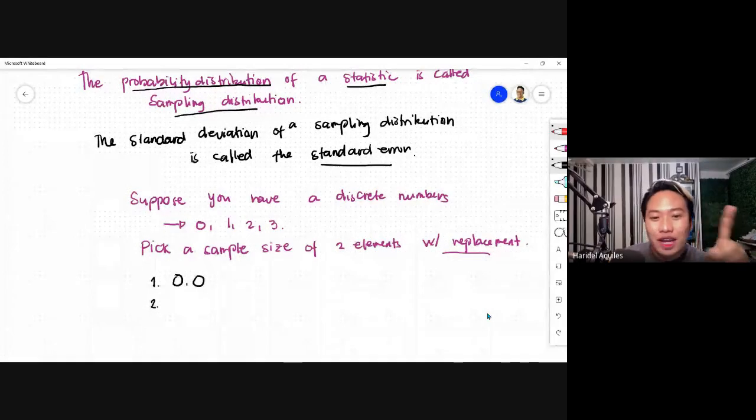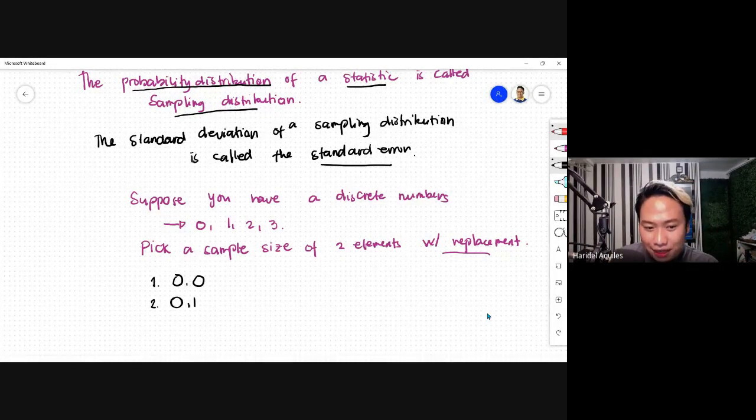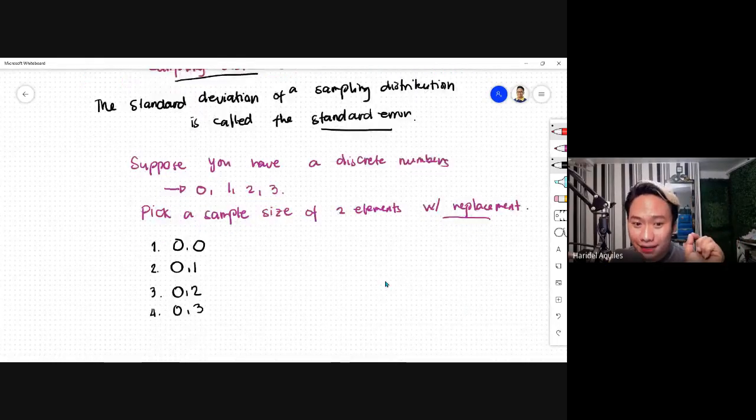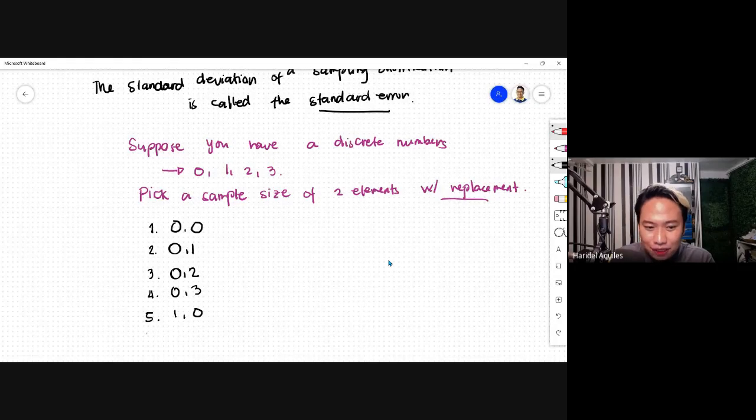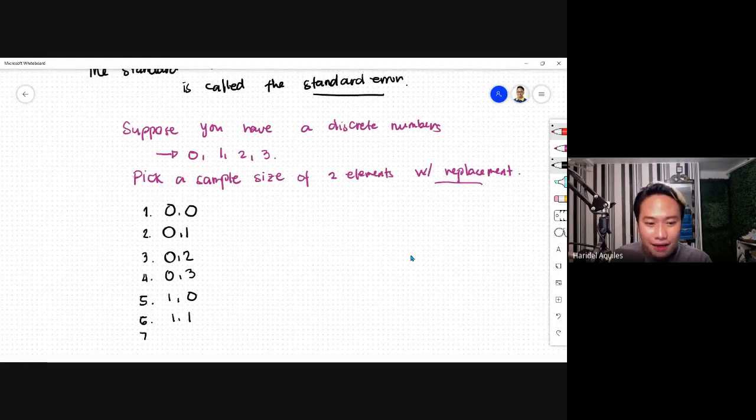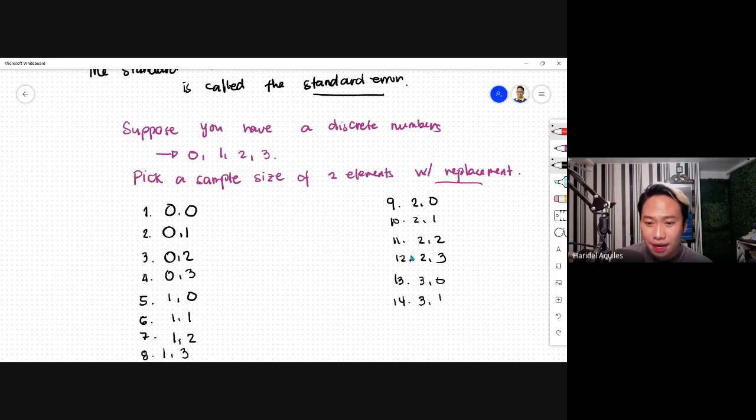Okay. So in that case, I can pick 0 paired with 1. I can pick 0 paired with 2. I can pick 0 paired with 3. Questions so far? None, sir. Next, number 5: I can pick 1 paired with 0. I can pick 1 paired with itself. It can repeat, since it's with replacement. 7, I can pick 1 and 2. And 8, 1 and 3. Next, 2 and 0. 10, 2 and 1. 11, 2 and 2. 12, 2 and 3. Right? 13, 3 and 0. 14, 3 and 1. 15, 3 and 2. And 16, 3 and 3.